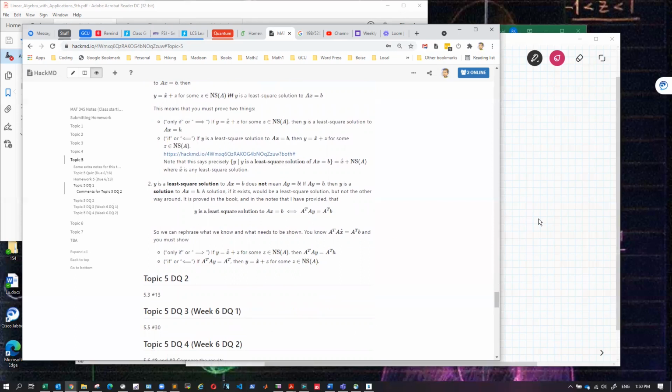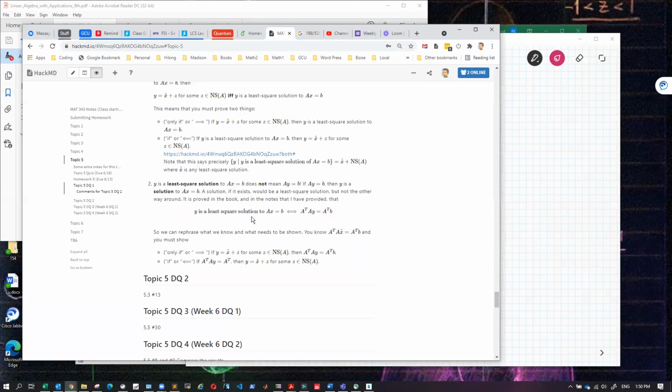So this is the main thing here. Whatever you did, if I gave you a 0 on it, it probably means you're using the wrong definition. What does it mean to be a least square solution of Ax equals b? It does not mean that y is a least square solution means Ay equals b. If Ay equals b, then y would be a solution, not a least square solution. It would be a solution, right?